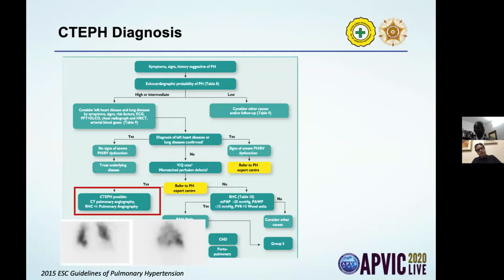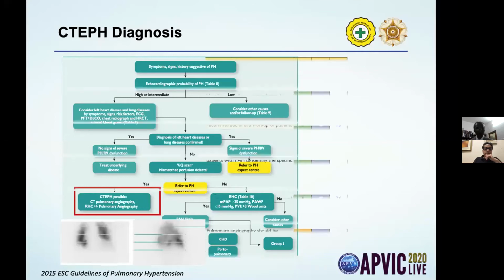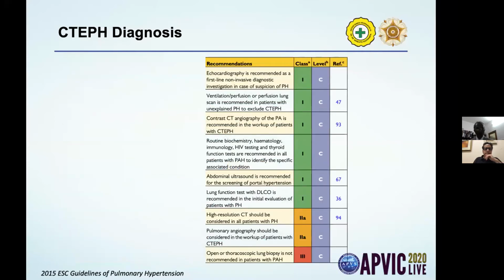And when you find the mismatched perfusion defect by VQ scan, then you will have the CTEPH possibility. Then we will have to think about performing either CT pulmonary angiography or right heart cath with selective pulmonary angiography. More or less, this is the diagnosis for CTEPH itself.